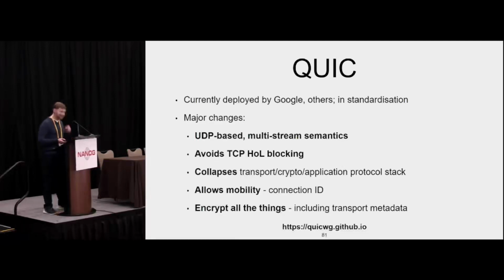But the core goals are very much the same. It's a UDP-based multi-stream transport. It tries to avoid TCP-style head-of-line blocking among the multiple streams. And it really tries to optimize as much as possible for the coalescing of crypto, transport, and application layers. In particular, it assumes that crypto is always available and you are always going to use it. And so there really is not the concept of an unencrypted version of QUIC.